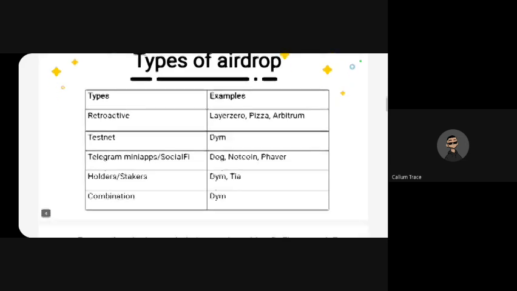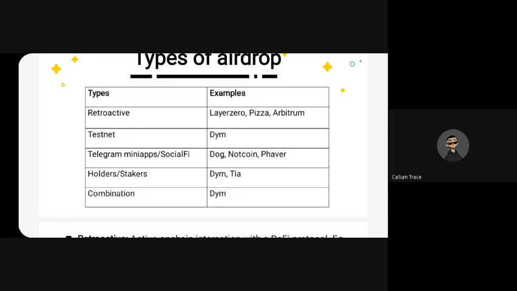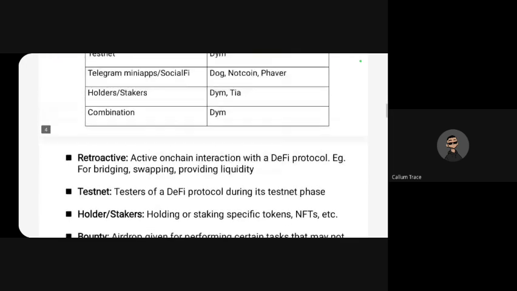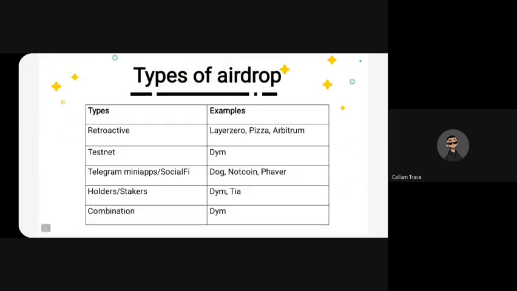But here are the types of airdrops. There are several types, but I listed just five. There is the retroactive airdrop, which is the most popular kind of airdrop. I'll explain them later. So there's the retroactive airdrop, the testnet airdrops, Telegram mini apps and social fi airdrops, holders/stakers airdrops, and combination airdrops. There's also the bounty airdrop, but I didn't add it to the slide.